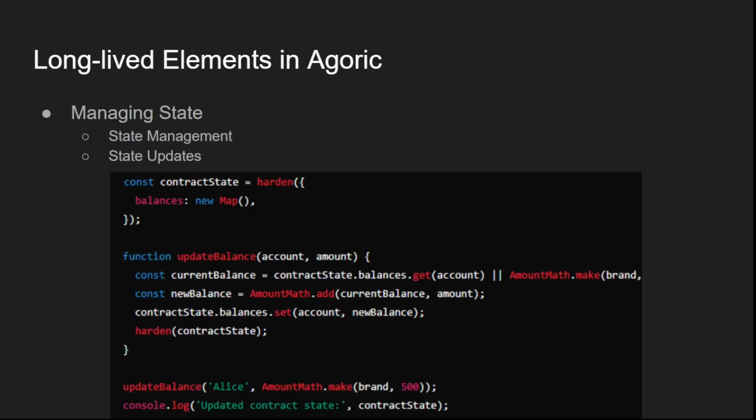Managing state effectively in a smart contract is crucial for ensuring that the contract behaves consistently and securely over time. Use contracts to manage the state, ensuring that all changes are intentional and tracked. Handle state updates in a controlled manner, using methods that validate and enforce the contract's rules.